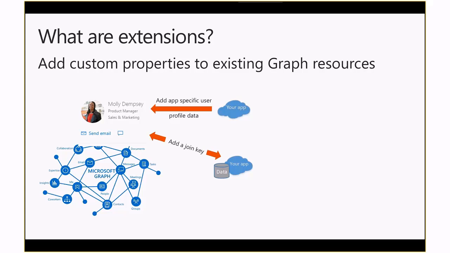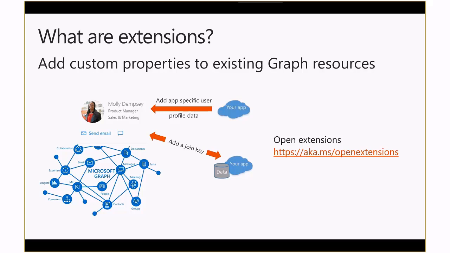So we offer a couple of mechanisms to do this. One is called open extensions. You can read more information about this here. Open extensions is a pretty simple way to add untyped data to a specific resource, and you can basically just dump a JSON blob onto a resource.